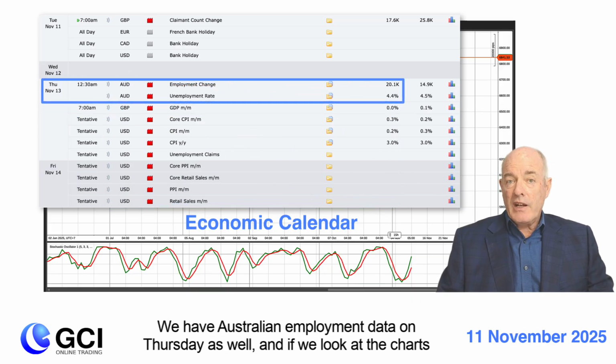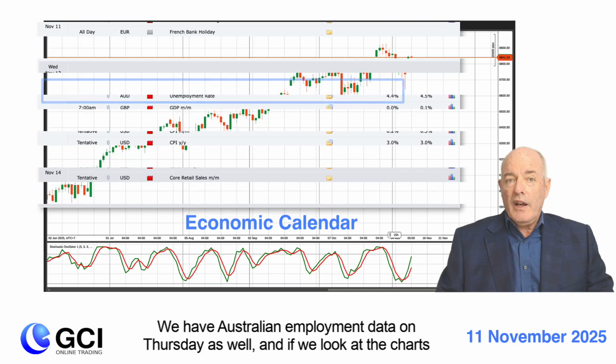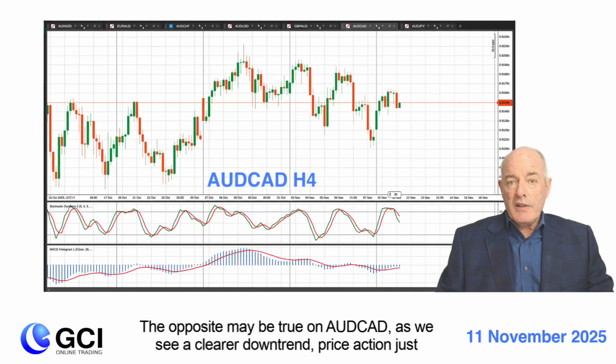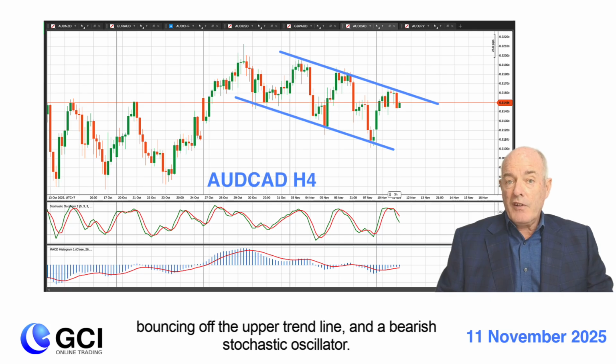We have Australian employment data on Thursday as well, and if we look at the charts, we see that if we get a pullback from the news on Aussie Kiwi, we may have a long opportunity. The opposite may be true on Aussie CAD, as we see a clear downtrend, price action just bouncing off the upper trend line, and a bearish stochastic oscillator.